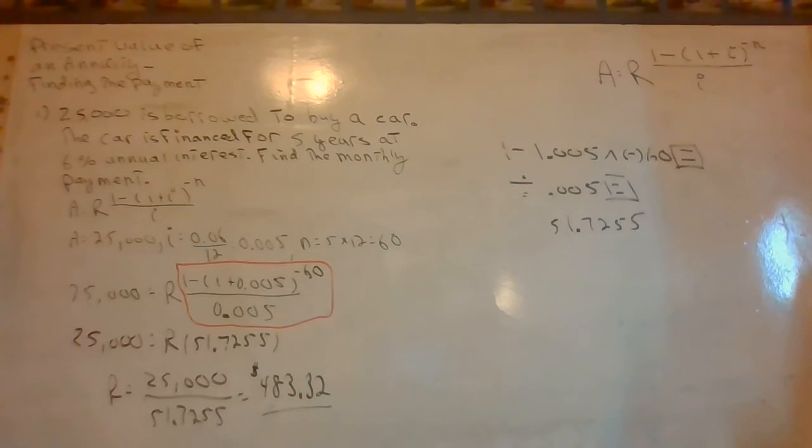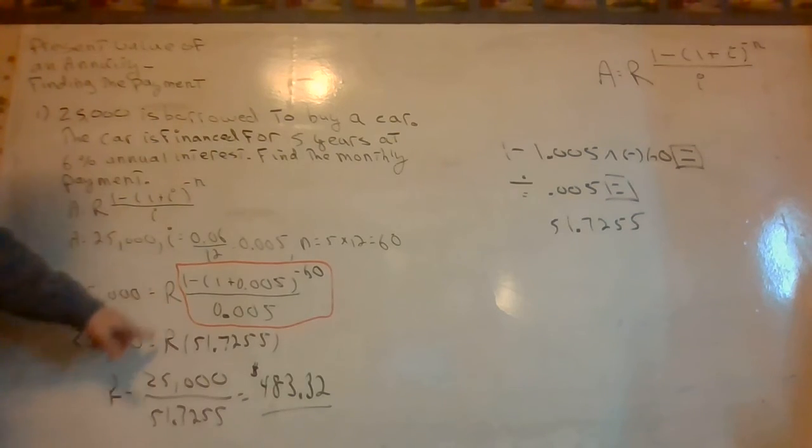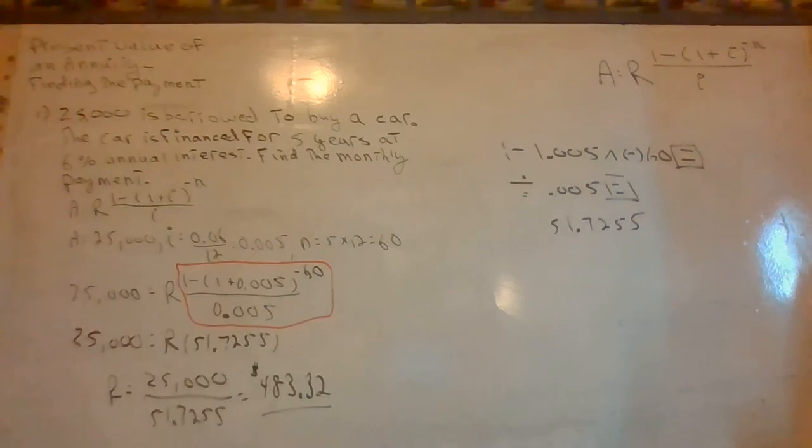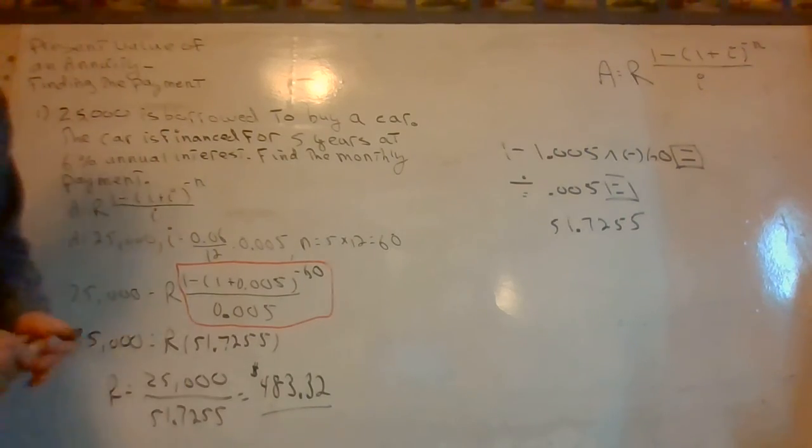So that's all for this video. We'll come back. We'll have a short video on how to find A. It's largely the same, except if you're given R, you just multiply by this, and then that gives you how much we borrow. So just a slight twist on this. We'll be back with that shortly.